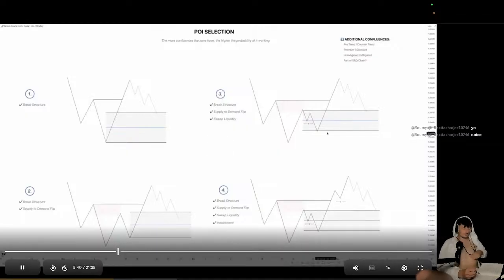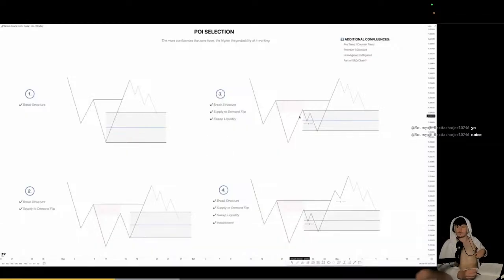Right? But as long as there is a liquidity sweep, when price is flipping from supply to demand, it is considered as a flip plus sweep zone. Okay, so right now we move on to the final one, which is zone number 4. Right, this one caused a break of structure.